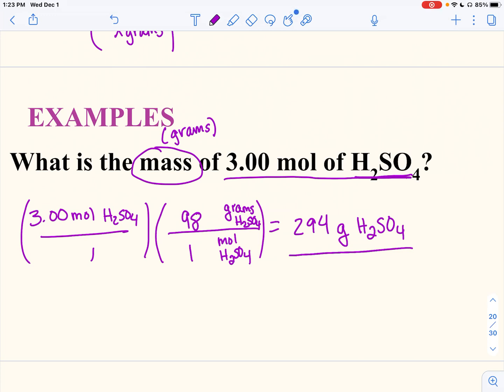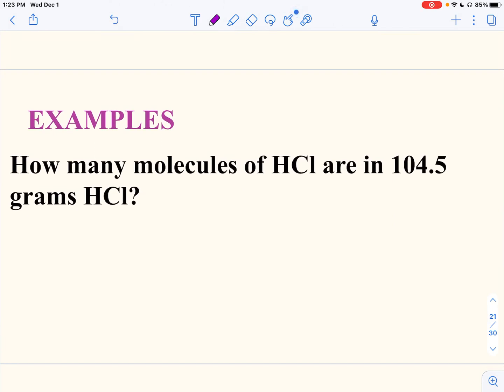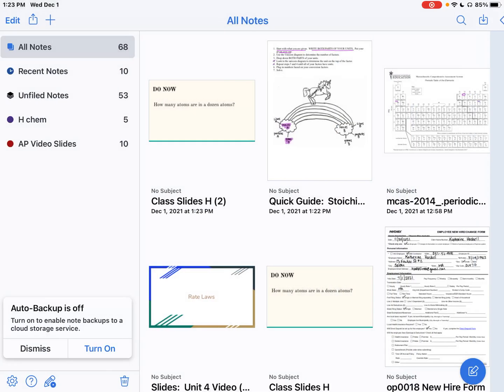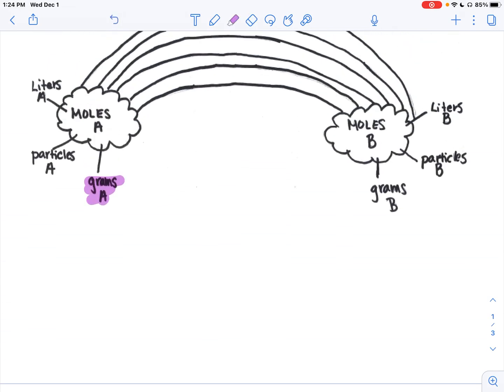Okay, I want to do one more example for you so you can see what happens if it's not two factors, what that looks like. So here we have 104.5 grams of HCl, and we're going to be looking for molecules of HCl. So we start out the same way. But you're given both units over 1. When we go to our unicorn diagram, we're starting at grams still, but we're going to particles.